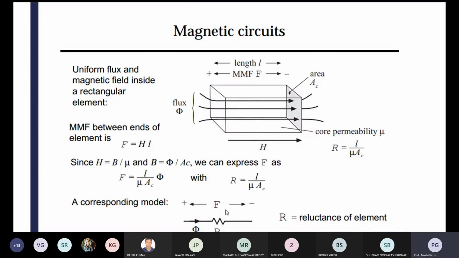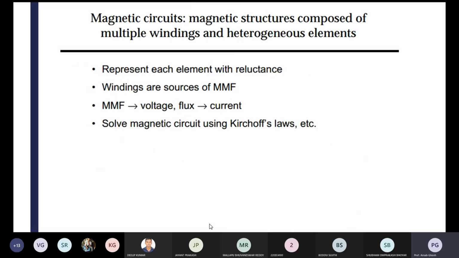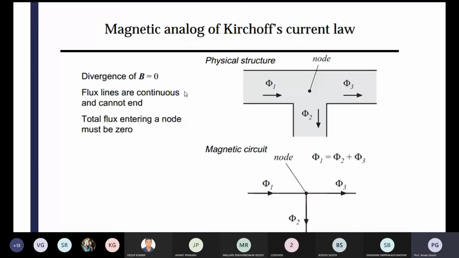So what you can observe from this study is that the magnetic circuit represents each element with reluctance, and the winding as the source of the MMF. MMF is simplified in the electrical circuit as voltage. Flux is known as current in the electrical circuit. Solve the magnetic circuit using Kirchhoff's laws. You know that flux lines are adding, multiple flux lines. So phi 1 is incoming, and outgoing are phi 3 and phi 2.